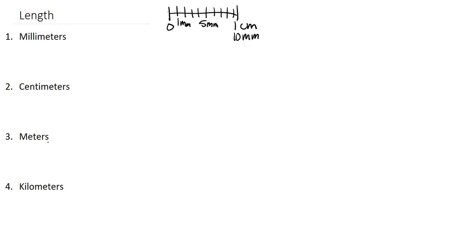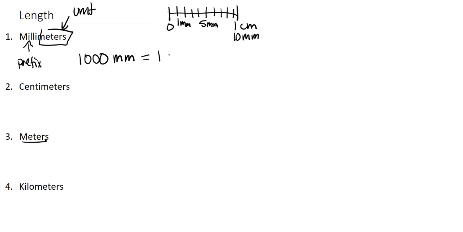But into our base unit, which would be meters, right? This is our unit. This is our prefix, which will help us. So we're going to look at this in terms of our base unit. There are 1,000 millimeters equal to 1 meter. Then we look at centimeters. Well, centi, think about it in terms of a century, which is 100. There are 100 centimeters in 1 meter.